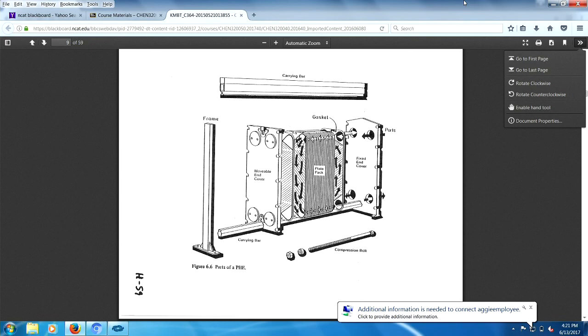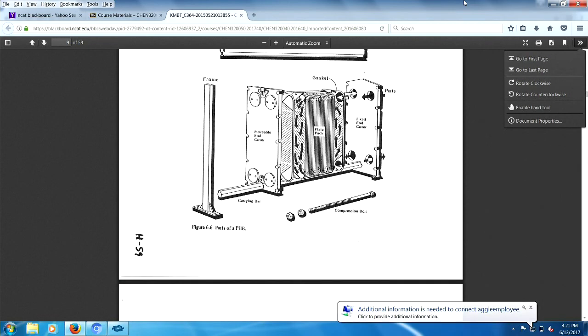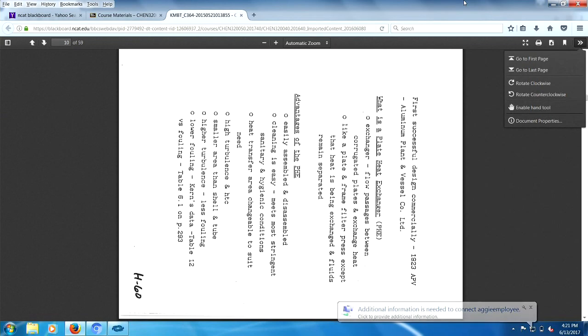You got it? However, you do have to watch these lectures, right? And so with that, and the point of the matter, why would I never buy a plate and frame or a frame heat exchanger or a plate heat exchanger? Sometimes it's called plate heat exchanger, right? I'll leave that up to you, and with that, I'm going to stop.